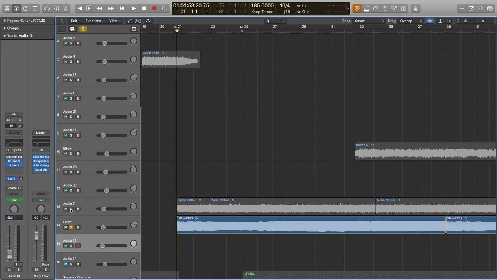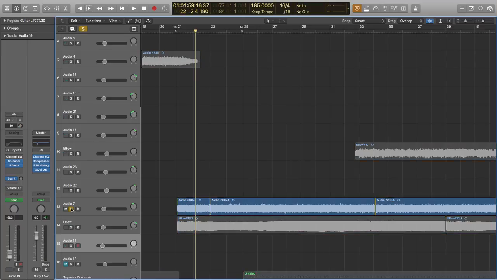One is an Ebow that sounds like this. And that is going on the whole time, as well as a kind of picked out part with a lot of delay on it that sounds like this.